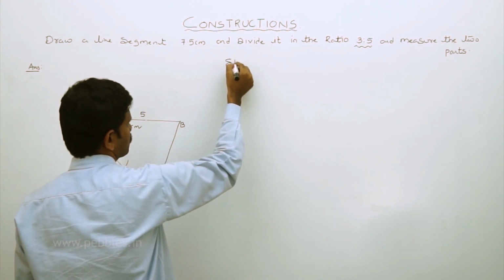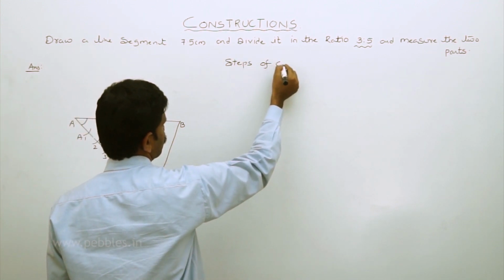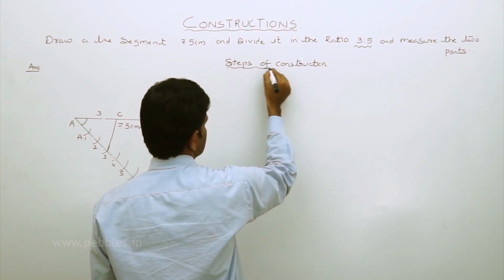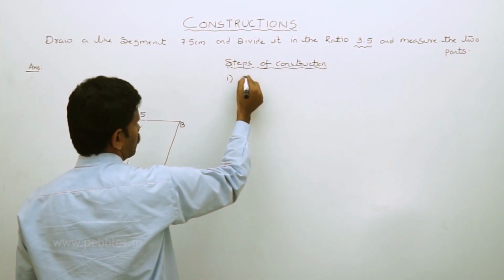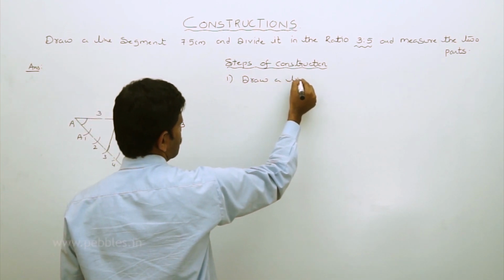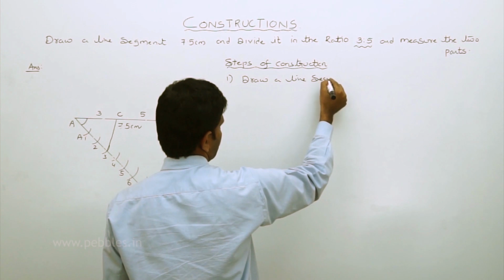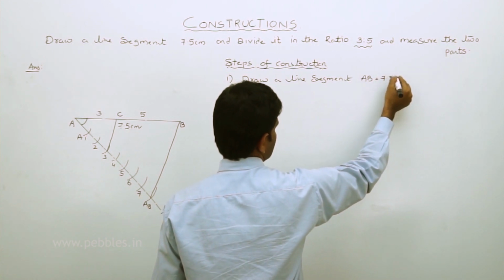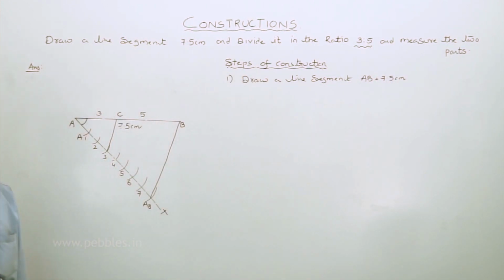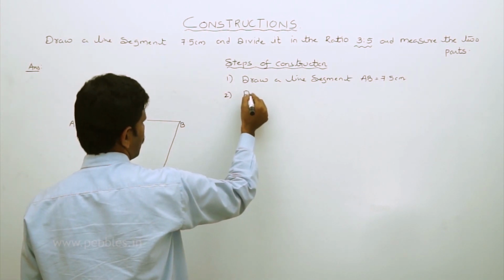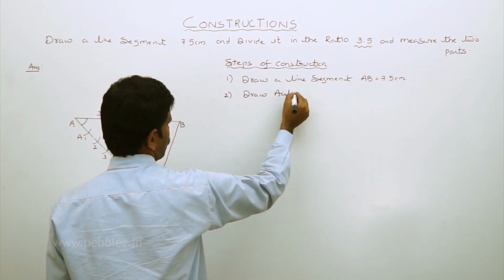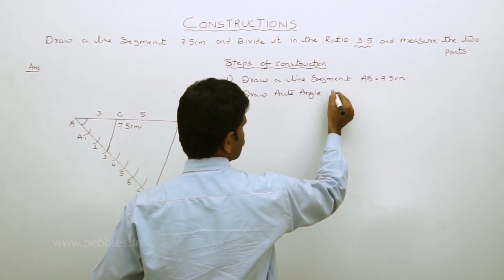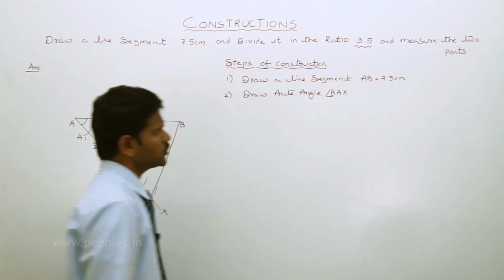Now steps of construction. Draw a line segment AB equal to 7.5 centimeters. Second, draw acute angle BAX.